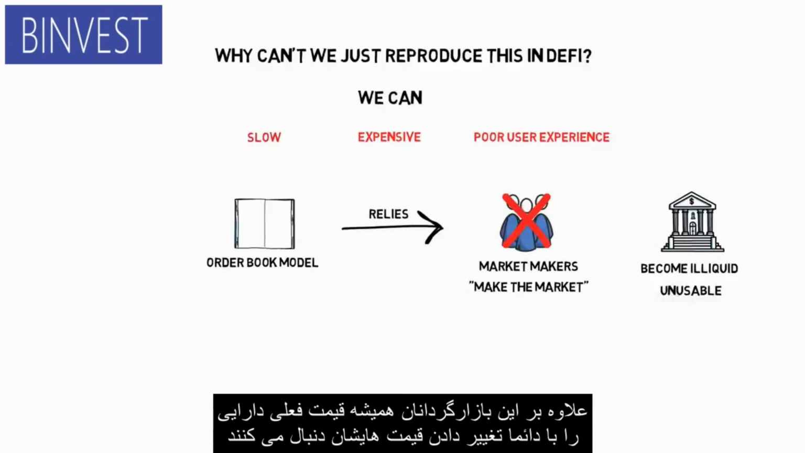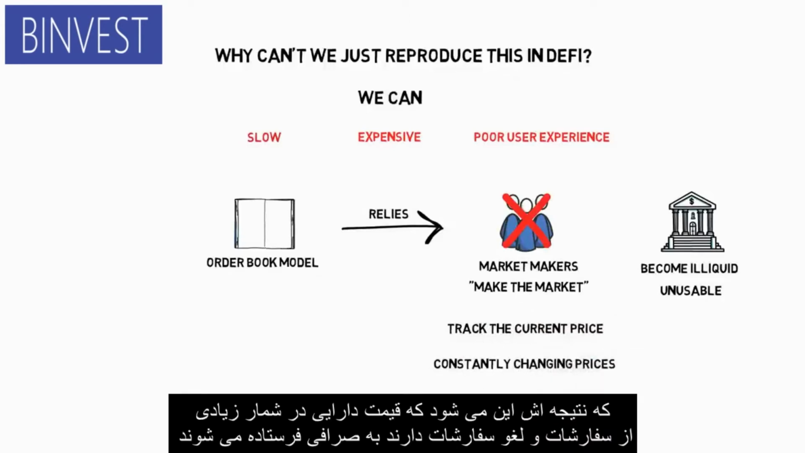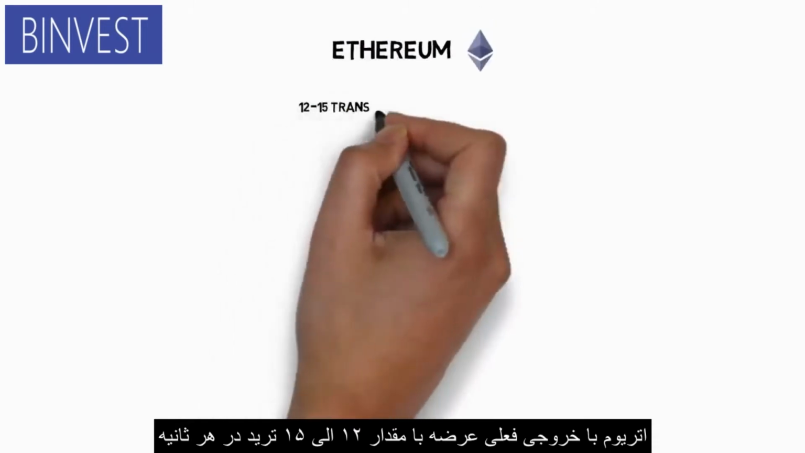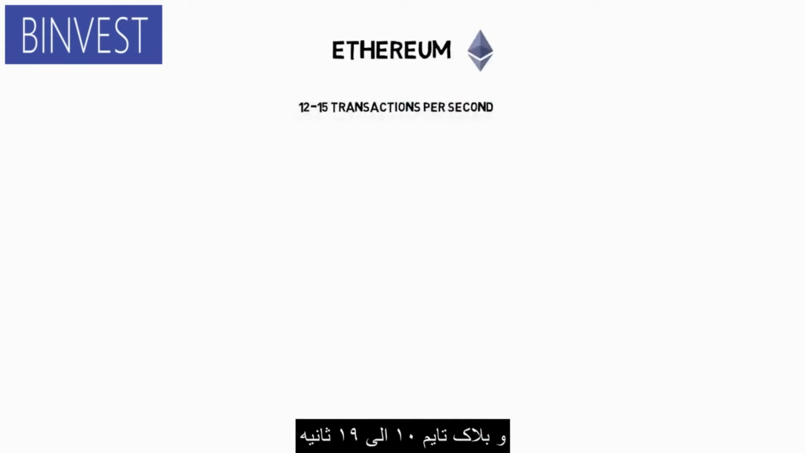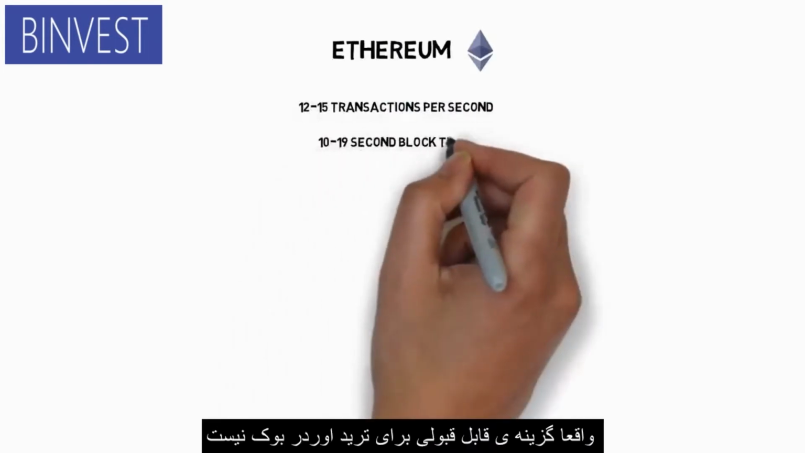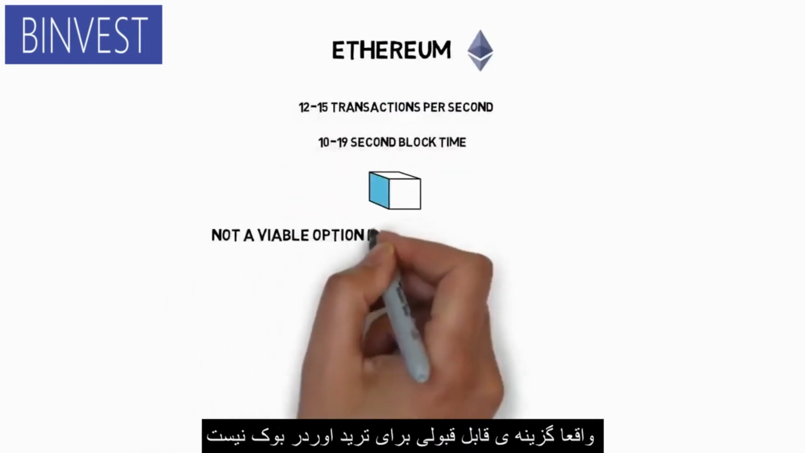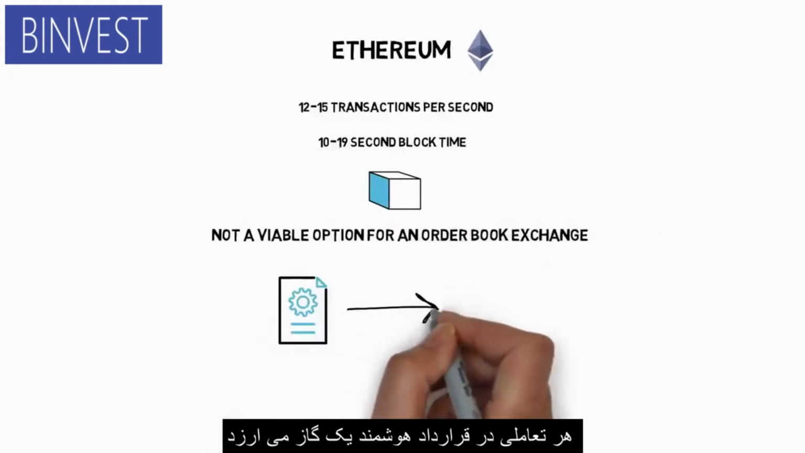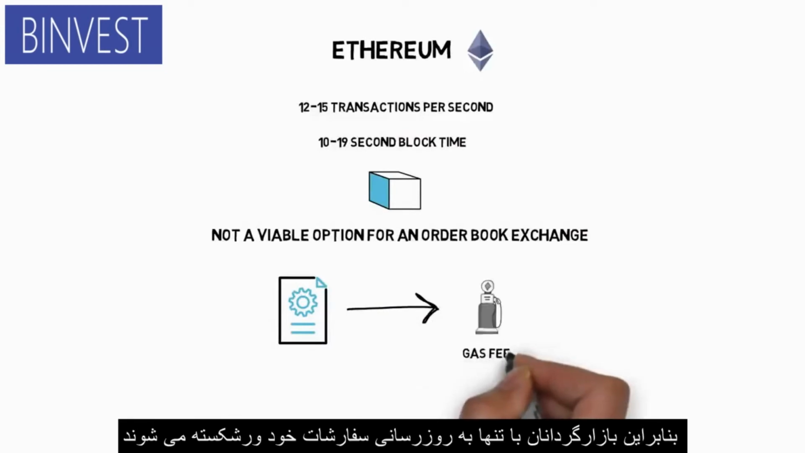On top of that, market makers usually track the current price of an asset by constantly changing their prices, which results in a huge number of orders and order cancellations that are being sent to an exchange. Ethereum, with a current throughput of around 12 to 15 transactions per second and a block time between 10 and 19 seconds, is not really a viable option for an order book exchange. On top of that, every interaction with a smart contract costs a gas fee, so market makers would go bankrupt by just updating their orders.